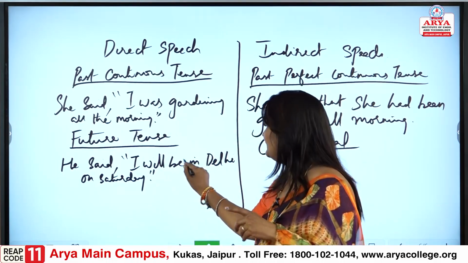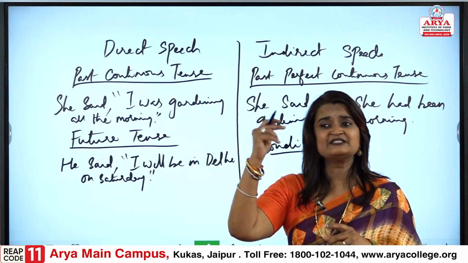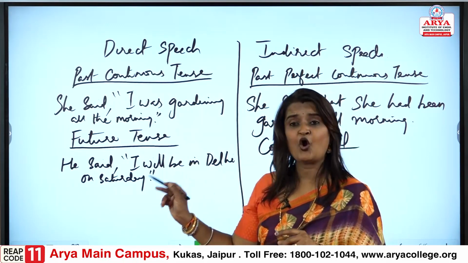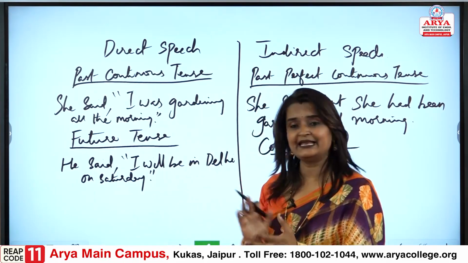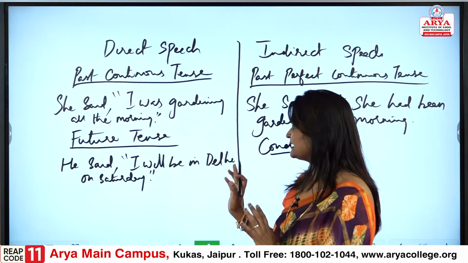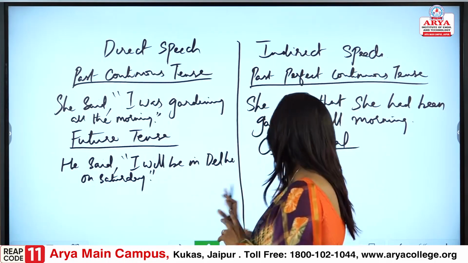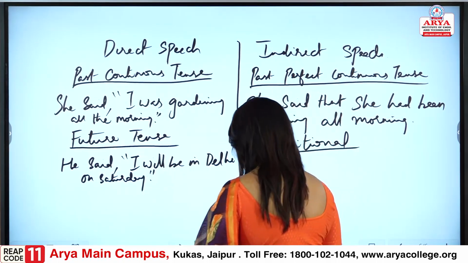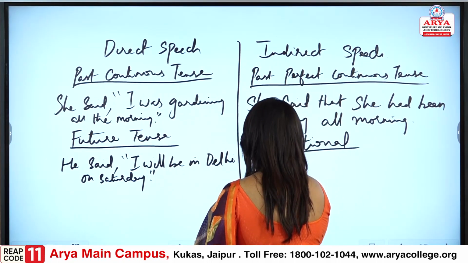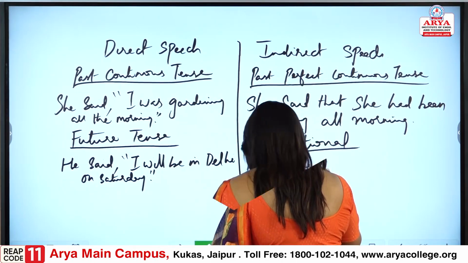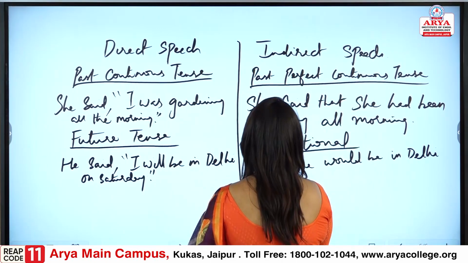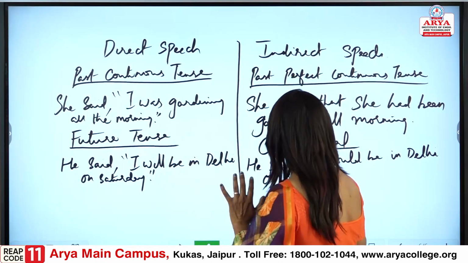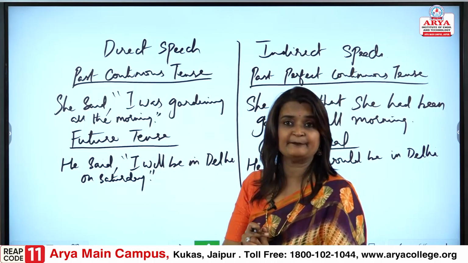So, it is will be. Will be is used in future. I will be in Delhi on Saturday. Now, how would we convert this to conditional? Let's understand this. He said he would be in Delhi on Saturday. Even we can use it as, he said that he would be in Delhi on Saturday.